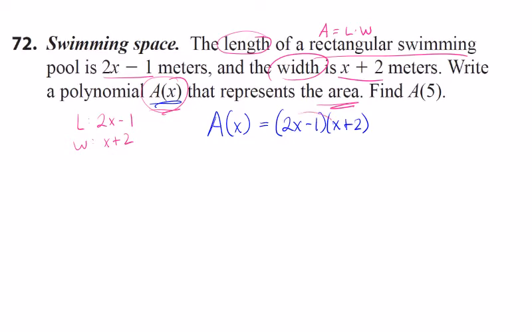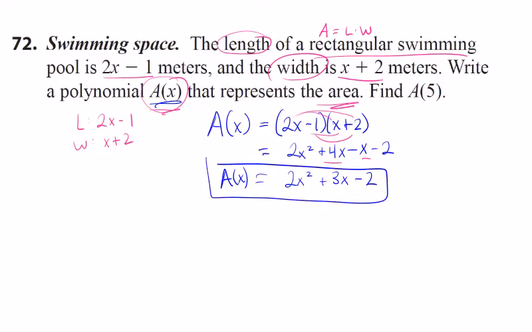So I'm going to distribute here by doing our FOIL method. So 2x times x is 2x squared. 2x times 2 is 4x. Negative 1 times x is negative 1x, or just negative x. And negative 1 times 2 is negative 2. So then we're going to combine like terms. So we would get 2x squared, 4x minus x is 3x, and then minus 2 would come down. So this is our polynomial.